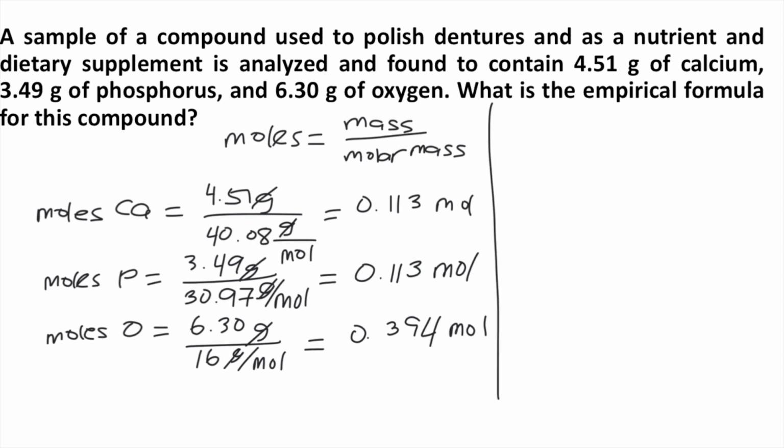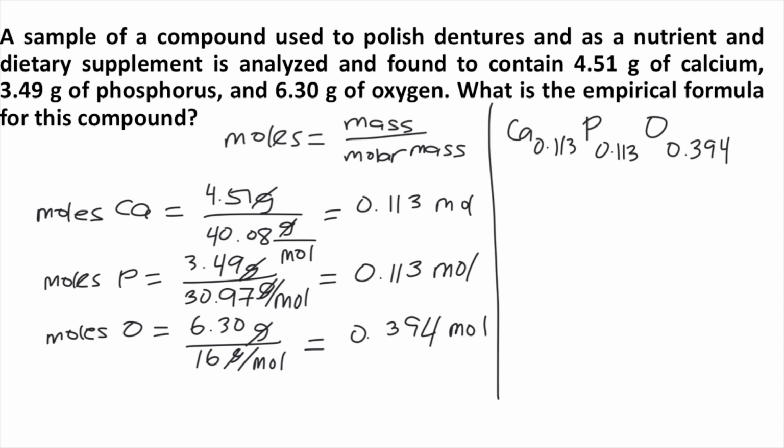would be to put the moles as the subscript of the element. So we have calcium, the subscript is 0.113. Phosphorus, the subscript is 0.113. And oxygen, the subscript is 0.394. Then what you're going to do is you pick the smallest subscript. So the smallest subscript is 0.113.